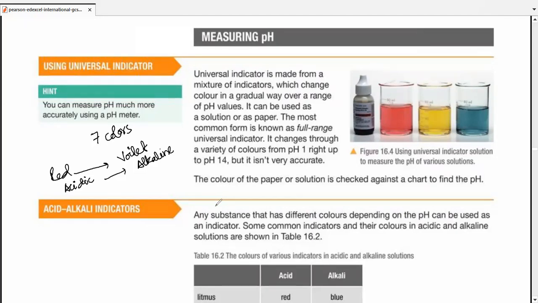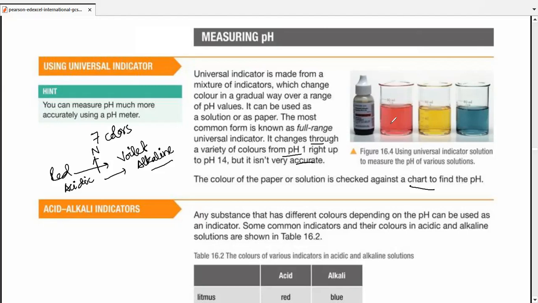Red means highly acidic, orange means weakly acidic, and yellow means very weakly acidic. Green is going to be neutral in this case, and blue, indigo, and violet represent weakly alkaline to strongly alkaline, respectively. The same thing is written over here, right? But it isn't very accurate because we need to match the colors on the papers or the chart with the one that we can see from the solution.